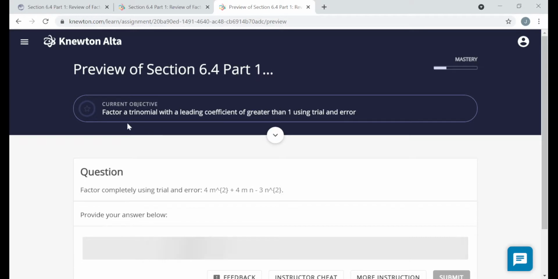So now here is a factor of trinomial with a leading coefficient greater than 1 using trial and error. Now, trial and error just means guessing and checking. I don't like that, personally. So I'm just going to use the AC method again. All right, so I'm going to write this out and do the AC method again.